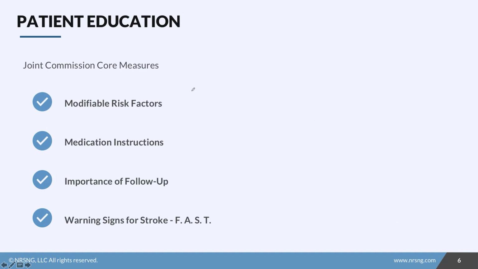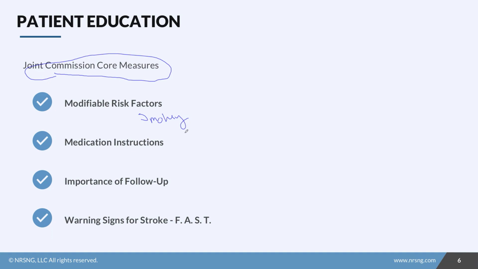So patient education for stroke is actually a core measure measured by the Joint Commission. So it's important that you understand these things. There are certain things that we have to educate our patients on before they can be discharged after a stroke. Now, one of these is whatever their modifiable risk factors are. Now, the most important one being smoking. All right. This is the most important thing that we can teach them and they need to do.